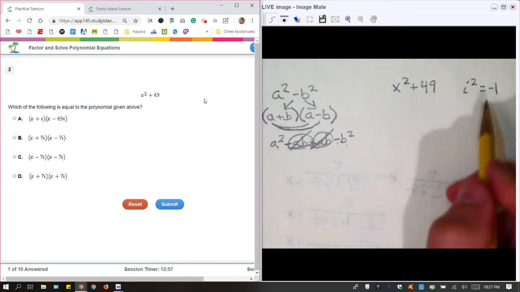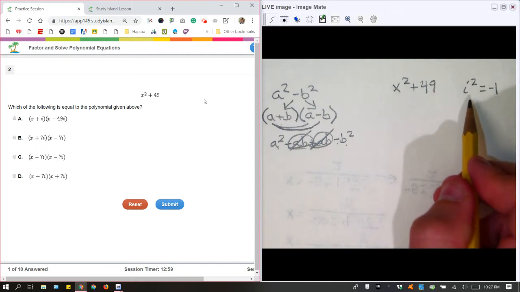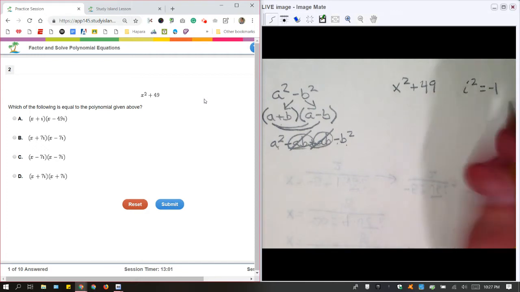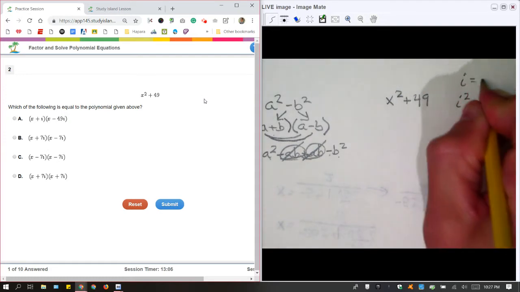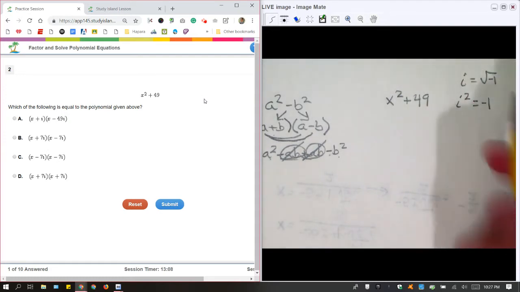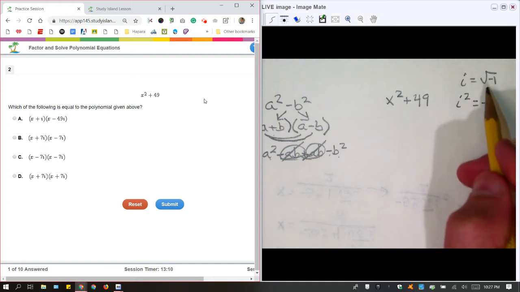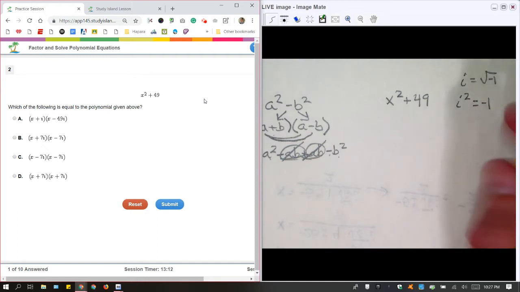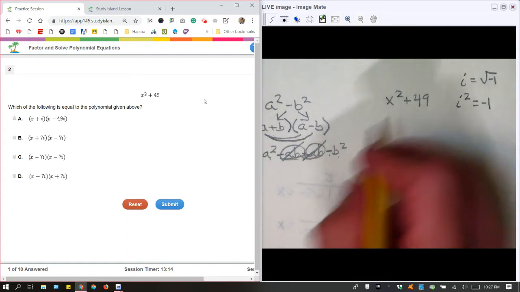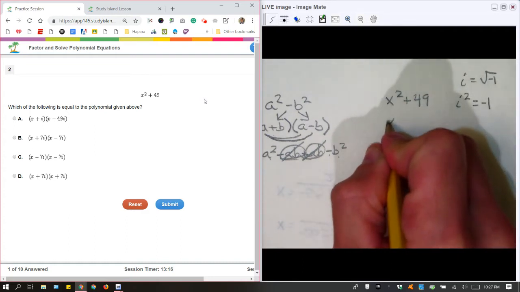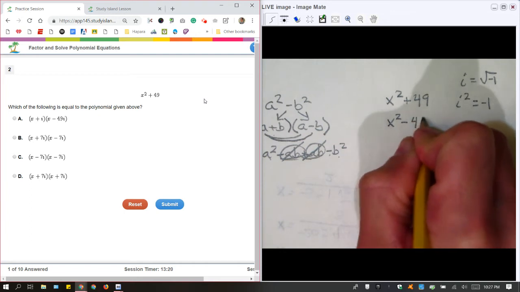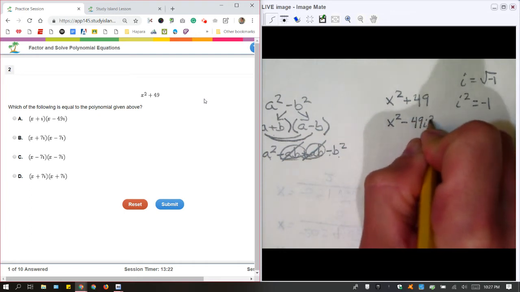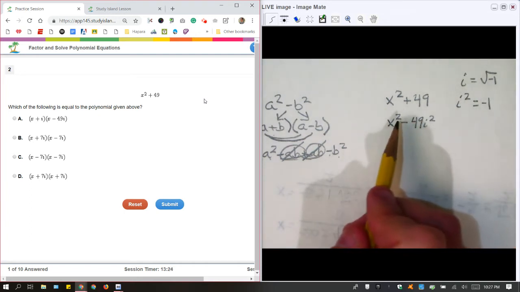Again, if you're not up to date on your complex numbers, if you're not sure why i squared is equal to -1, I'll send you another video, but just remember that i is equal to the square root of -1. So if you square it, you get the square root of -1 squared, which is just -1. So what I'm going to do is I'm going to say x squared minus 49i squared.